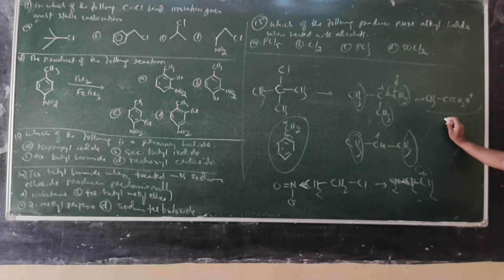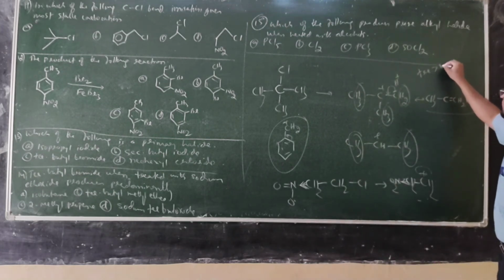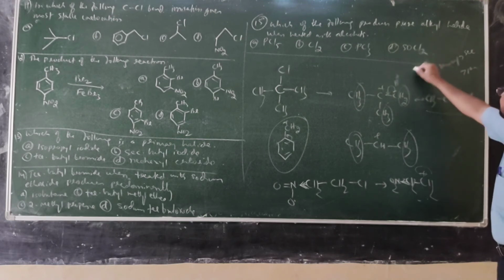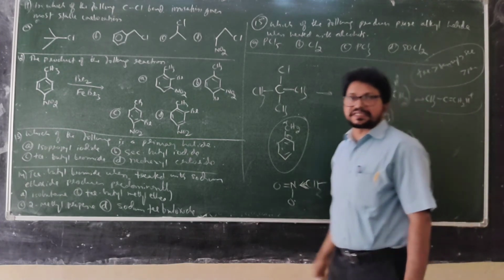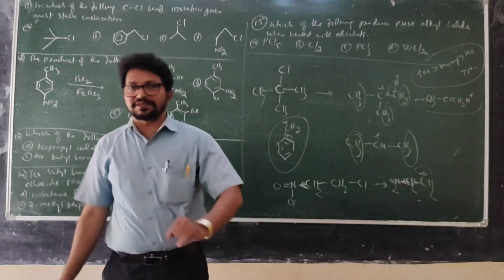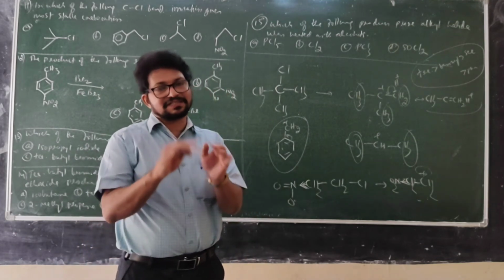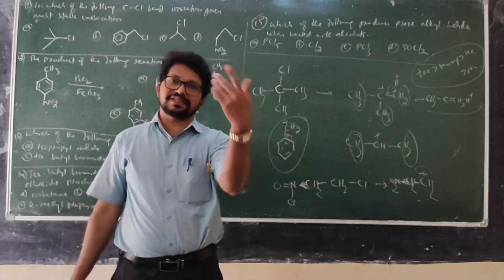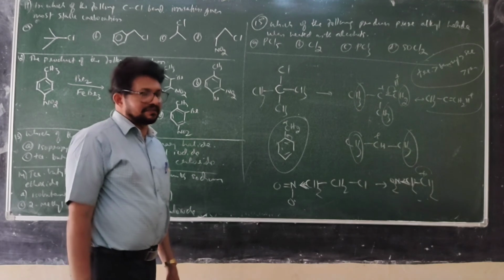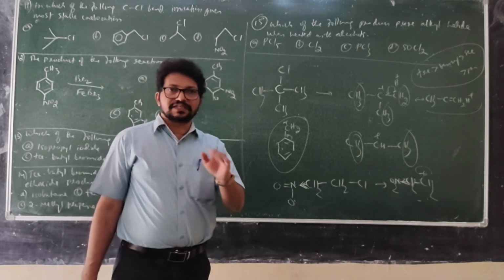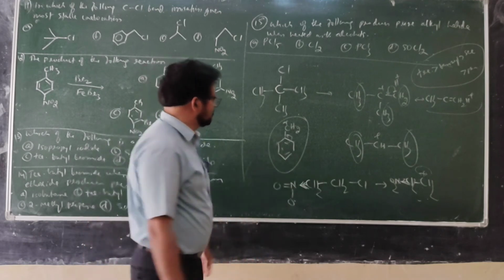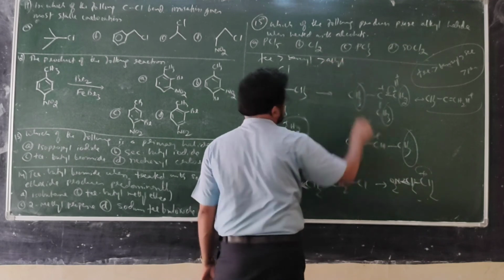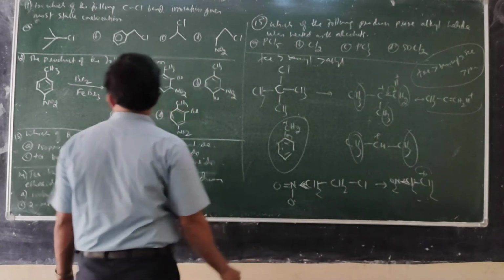Which is most stable? Tertiary. So the order of stability I write: tertiary greater than benzyl, greater than secondary, greater than primary. This is the order of stability of carbocations. Tertiary greater than secondary greater than primary, you know now. Benzyl is less stable than tertiary, but more stable than secondary. Even allyl is more stable than secondary. Then tell me the correct order: tertiary greater than benzyl, greater than allyl, greater than secondary, greater than primary. So what is the answer now?